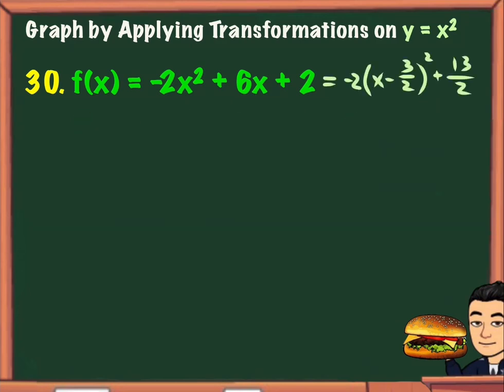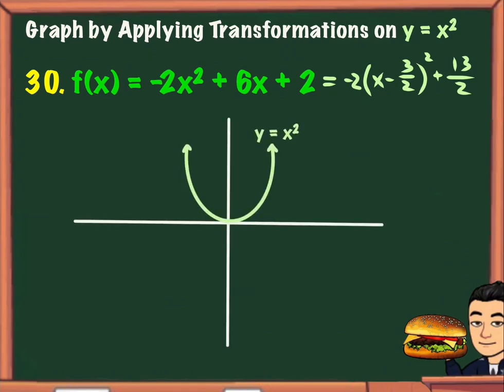Now I just erased all the work and put the vertex form on the side. This is your parent function. Negative, there's going to be a reflection. So your parabola is going to flip and then open towards the downward direction. The coefficient of 2 is going to make it steeper. This red parabola is y equals -2x squared.